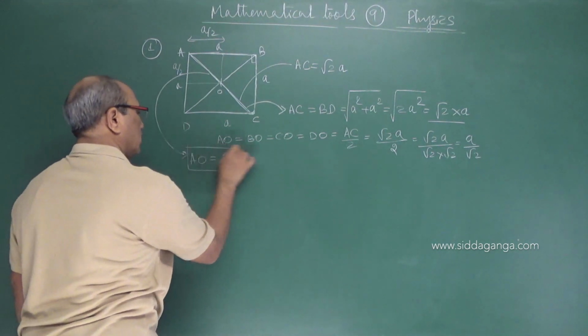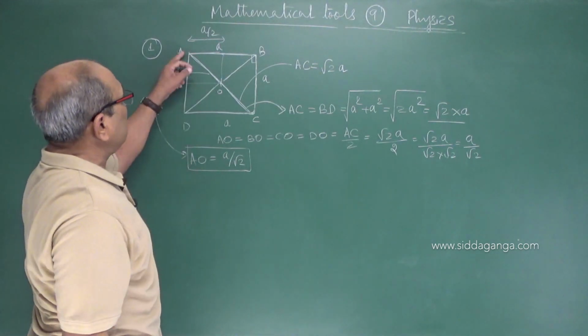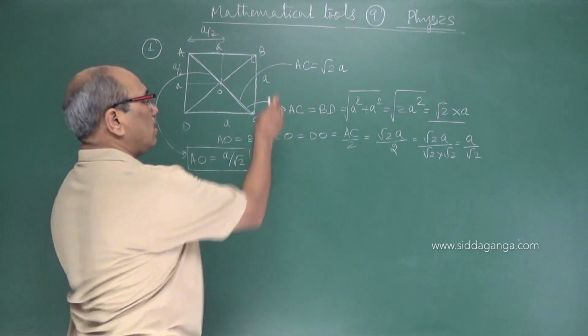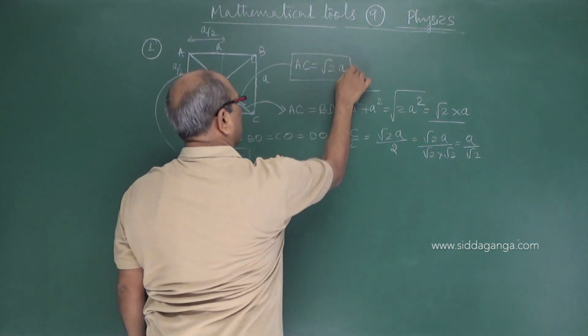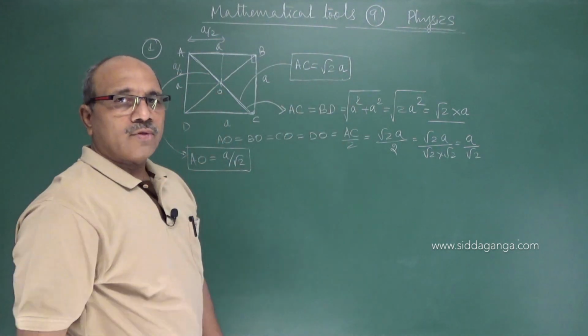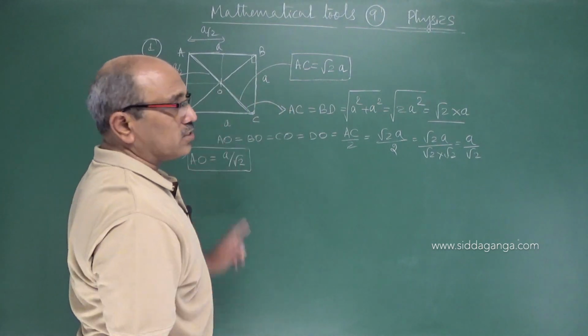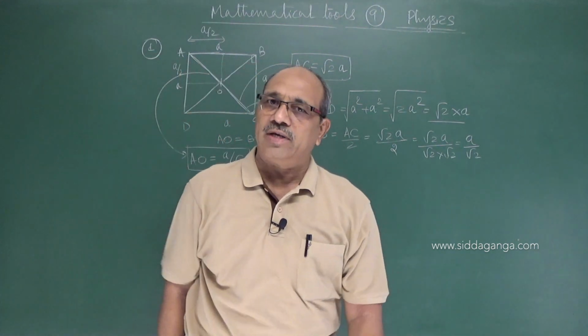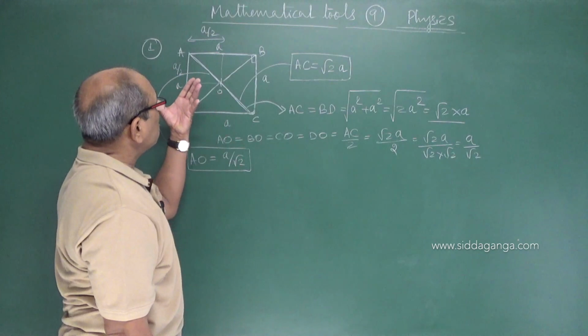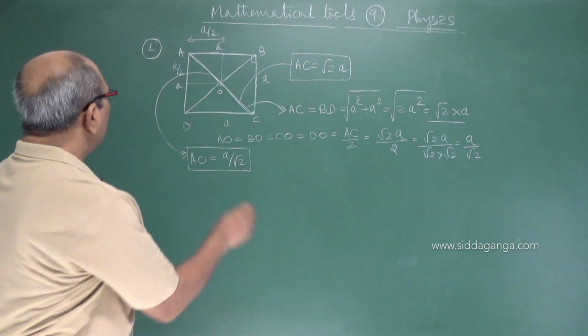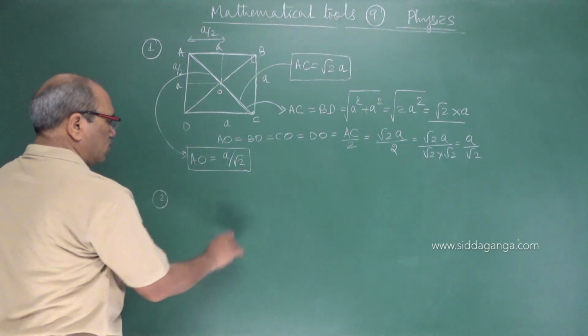The distance from the center to any corner of the square, and the length of the diagonal, are very important terms for substitution in physics as far as the square is concerned. Similarly, let me now take the cube.